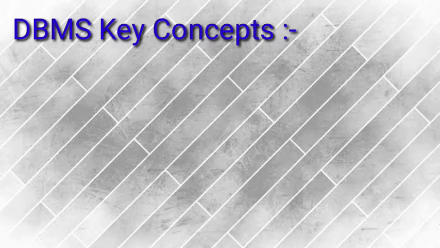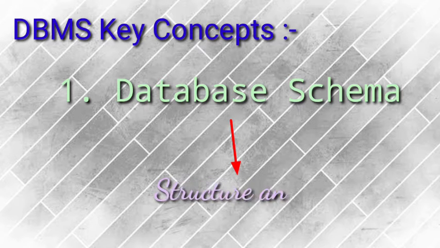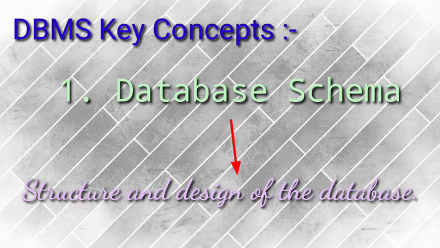So the first one is database schema. Database schema is basically the representation of the structure or design of the tables in the database, which can include the tables, columns, relations, constraints and relationships which you are forming from the different tables in the database.